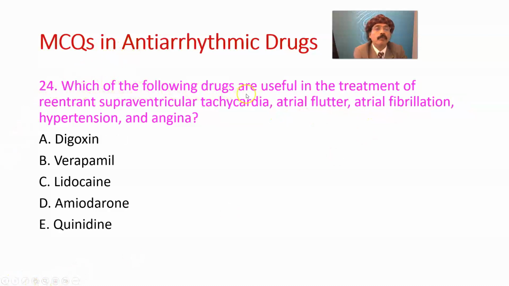Question number 24. Which of the following drugs is useful in the treatment of reentrant supraventricular tachycardia, atrial flutter, atrial fibrillation, hypertension, and angina? So multiple problems may be managed by one drug, a drug with multiple uses in multiple conditions. So what is the drug? Digoxin, verapamil, lidocaine, amiodarone, quinidine. That should be verapamil. That is a calcium channel blocker, verapamil. So we have verapamil as the choice for the management of these problems.